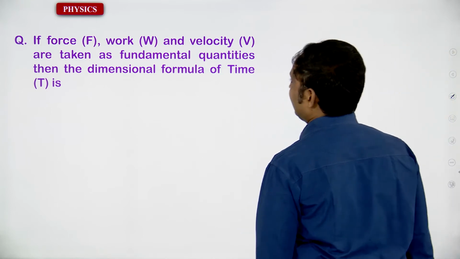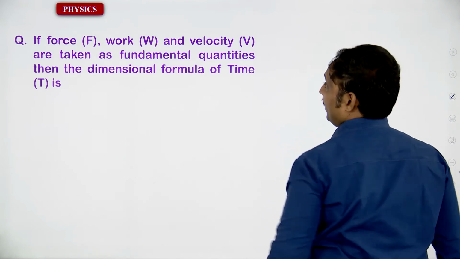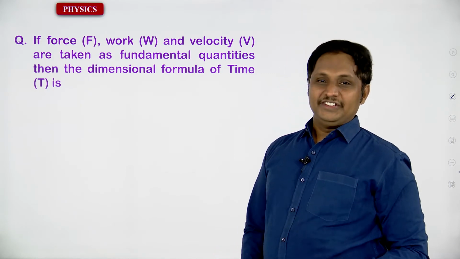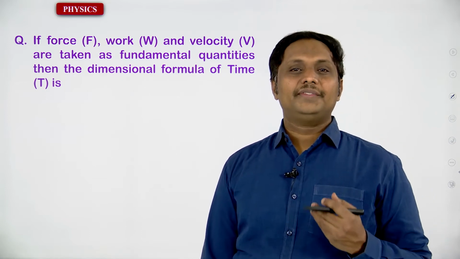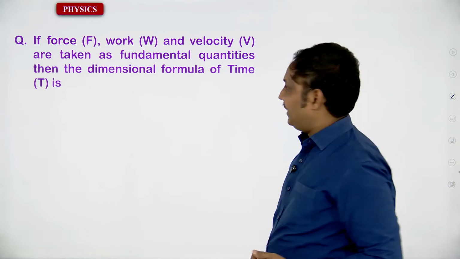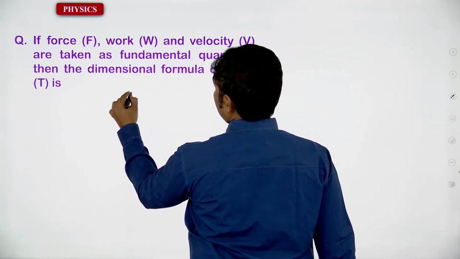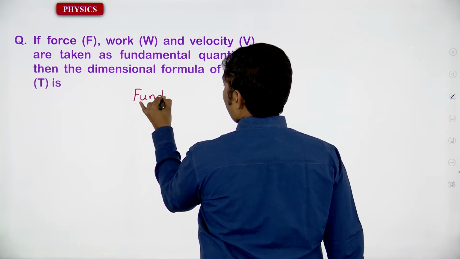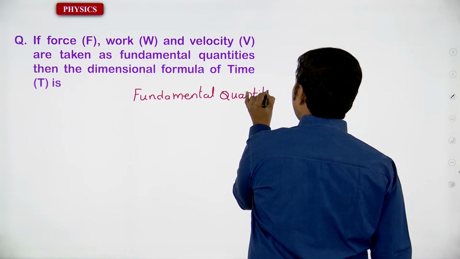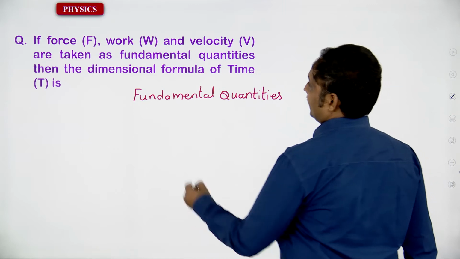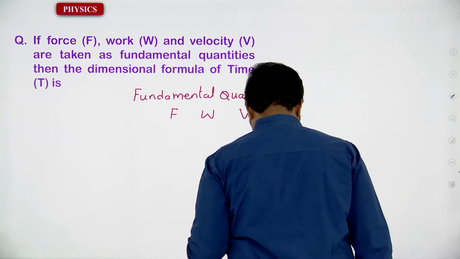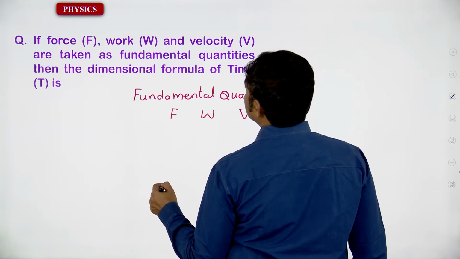Yes, this is also one problem, just we have to solve this one, right. If force F, work W and velocity V are taken as fundamental quantities. Yeah, generally we would like to go for fundamental quantities mass, length, time. Okay, if we have been choosing that the fundamental quantities are going to be force, work and velocity. Yes, you have to take that given for fundamental quantities. They are F and W and V. Yeah, it's very clear. Now we would like to go for that taken as the fundamental quantity.